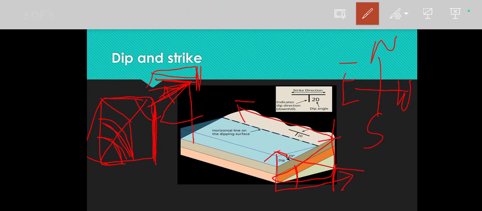Here in this image you can see the strike direction, dip angle and dip direction. This is your dip direction, this is strike direction. So this is all about dip and strike.